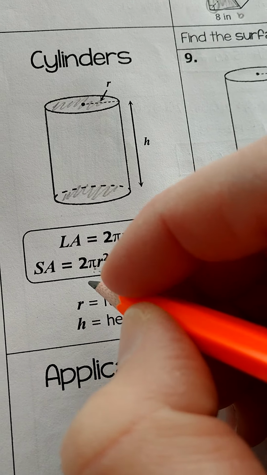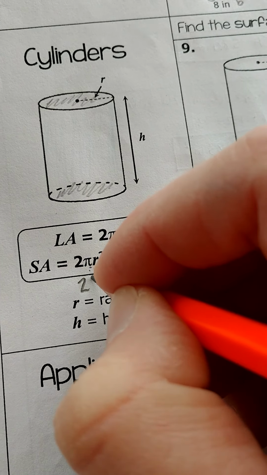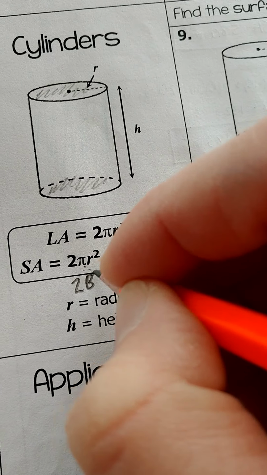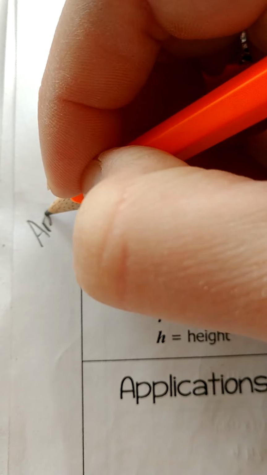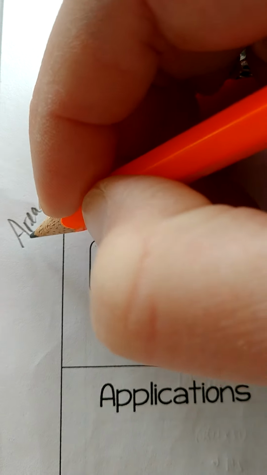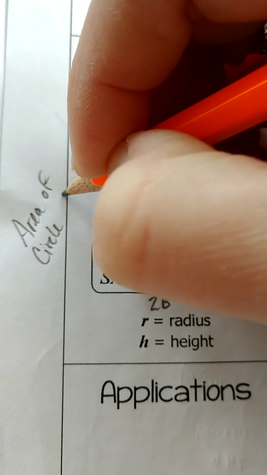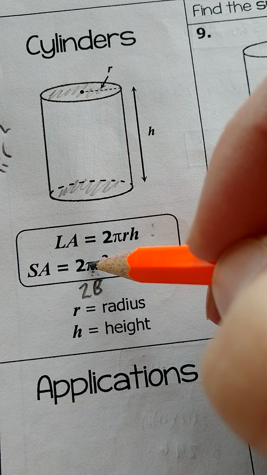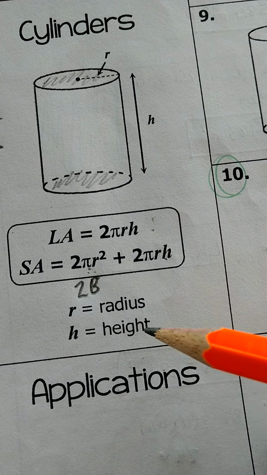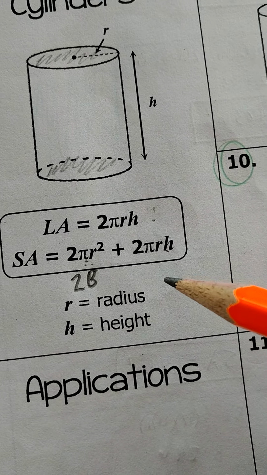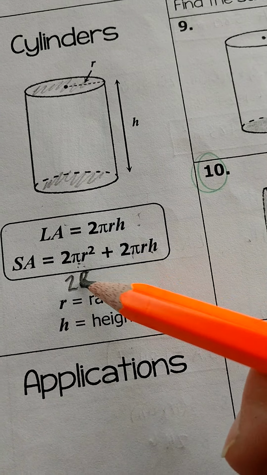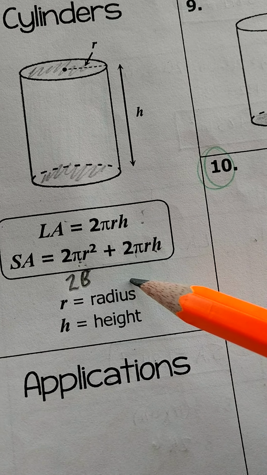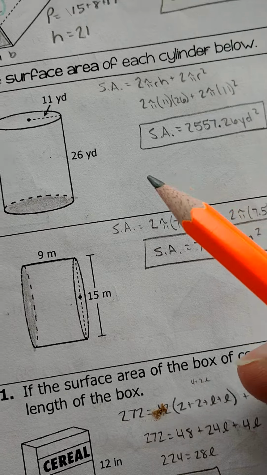This guy right here, you know how our other surface area formulas have 2B? This is the same thing because the area of a circle equals pi R squared. And you've got 2 of them. So this is the same formula that you've been doing. Once you find the lateral, you plug it in and do 2 times the area of the base. Same thing. So number 9.